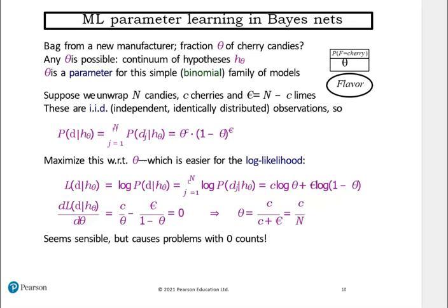So, when the data is small enough and some events have not yet been observed, the maximum likelihood hypothesis will assign 0 probability to these events. And we're going to have to find some tricks, depending on the model we're trying to optimize, to deal with this situation.